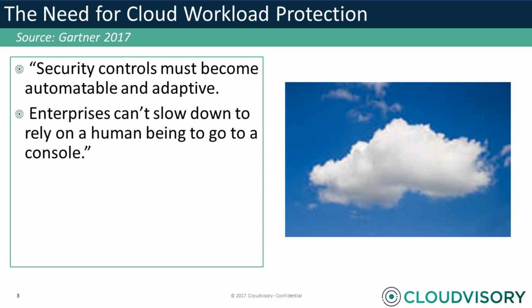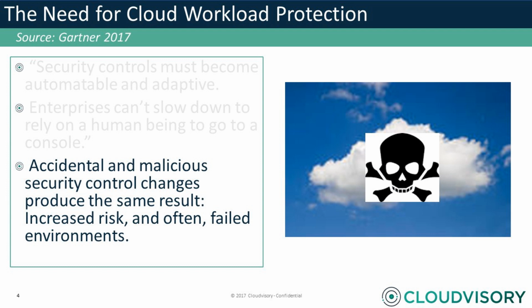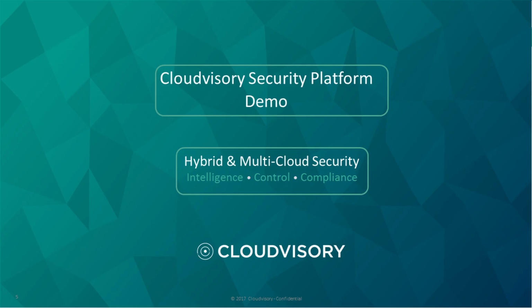And just last week, Gartner published a paper on the need for cloud workload protection. Security controls, they say, must become automatable and adaptive. Enterprises can't slow down to rely on a human being to go to a console, and with good reason, because accidental and malicious security control changes produce the same result: increased risk and often failed environments. This is why you have to be able to automate the management, monitoring, and enforcement of cloud-native security controls. This is the focus of today's demo of the Cloudvisory security platform.